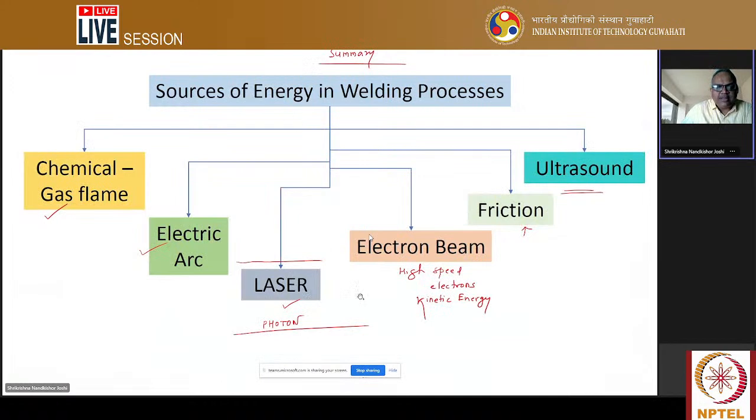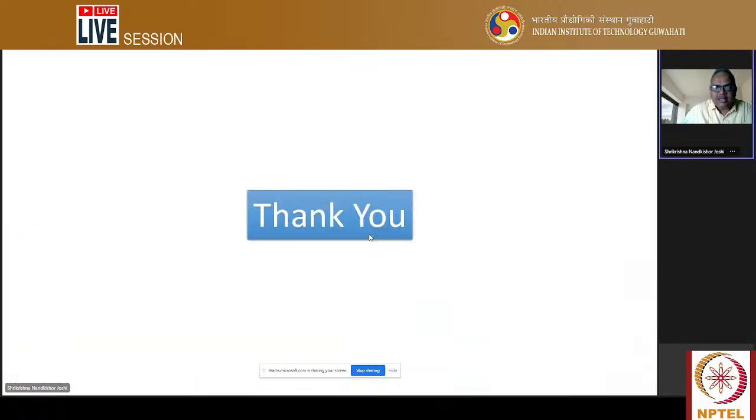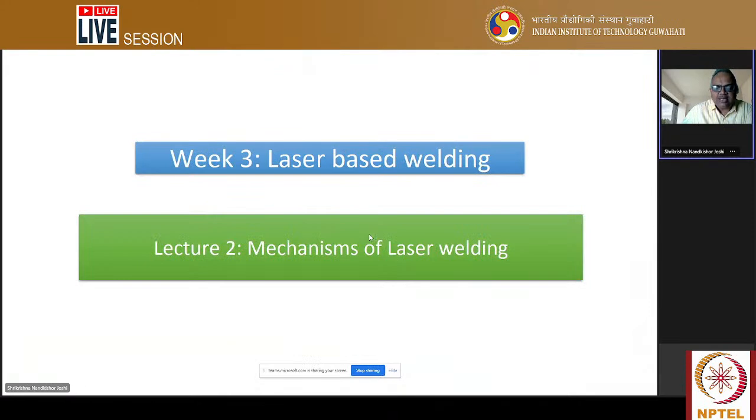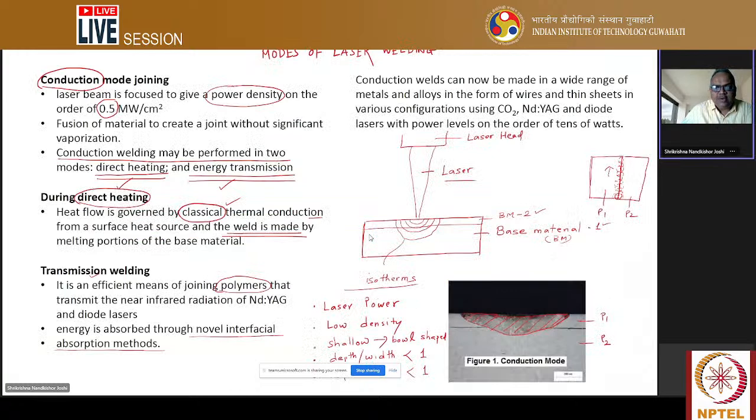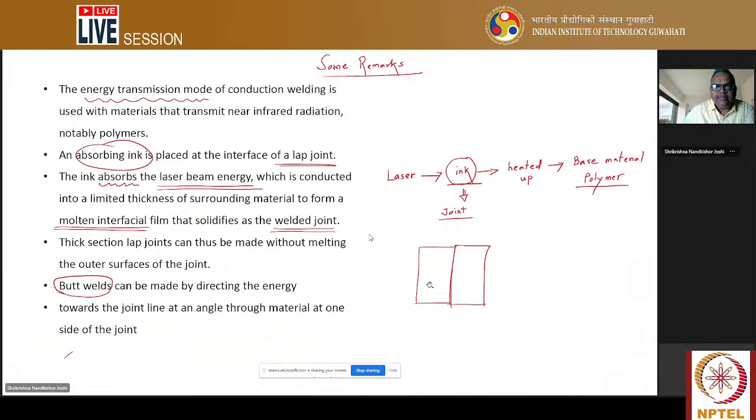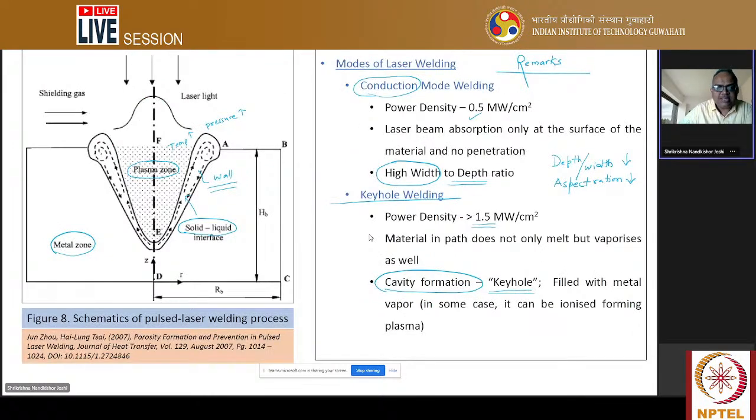Then the sources of energy, of course, with laser here we are using photon energy. There are other types of energy being used for joining operations. Then laser welding, the preliminary discussion we did. And after that, we started looking at the mechanisms of laser welding. So in laser welding, there are basically two modes, that is the conduction mode of joining and the transmission mode that we have seen in detail, and keyhole based welding.